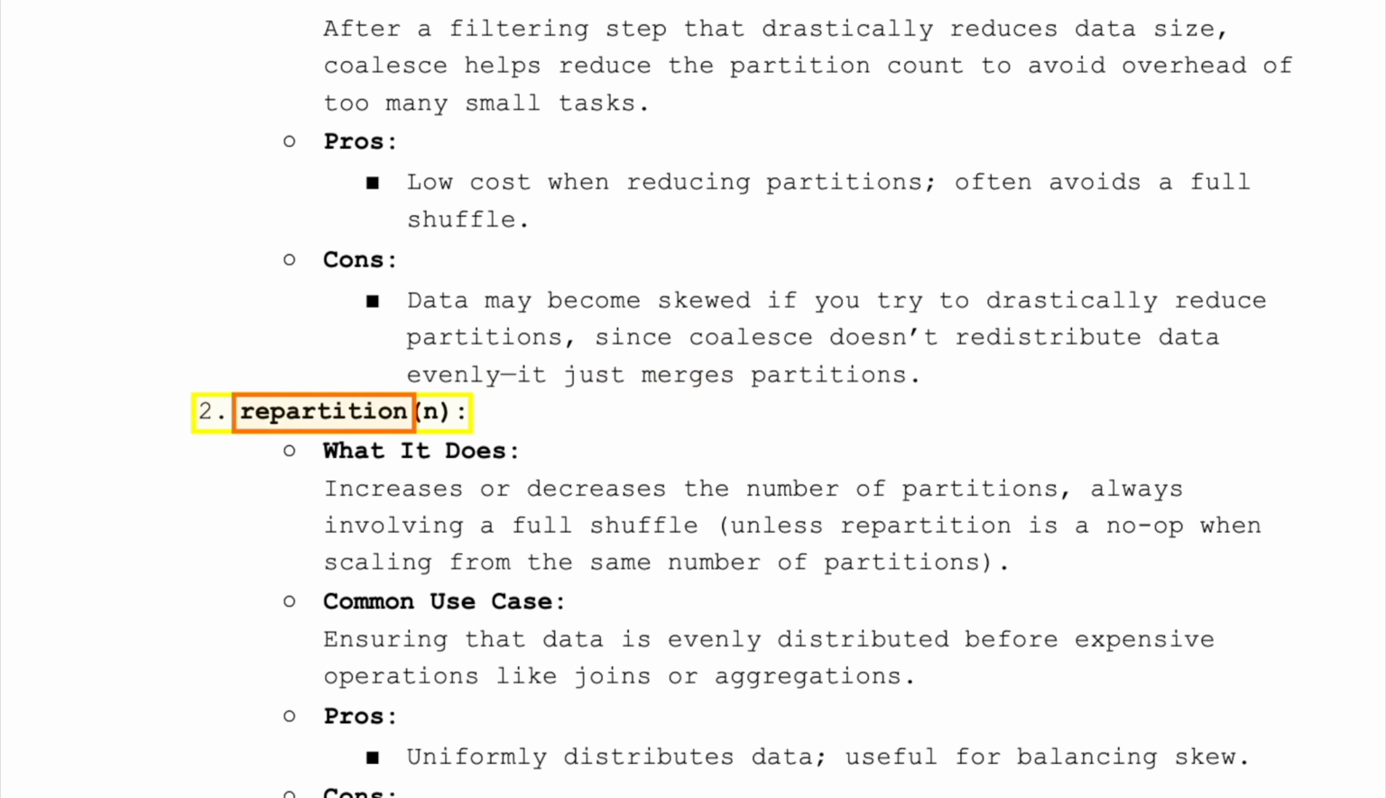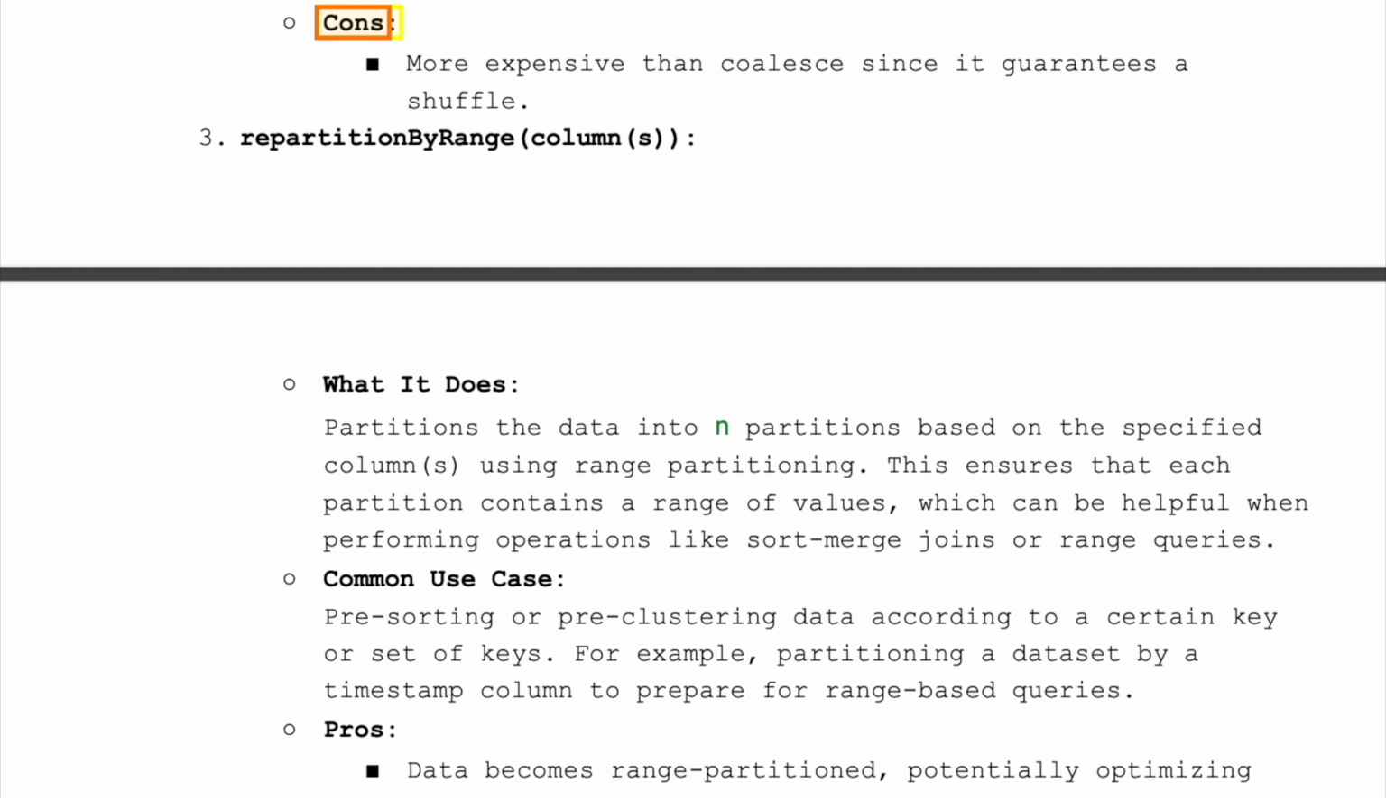2. Repartition(n). What it does: increases or decreases the number of partitions, always involving a full shuffle. Common use case: ensuring that data is evenly distributed before expensive operations like joins or aggregations. Pros: uniformly distributes data. Useful for balancing skew. Cons: more expensive than coalesce since it guarantees a shuffle.